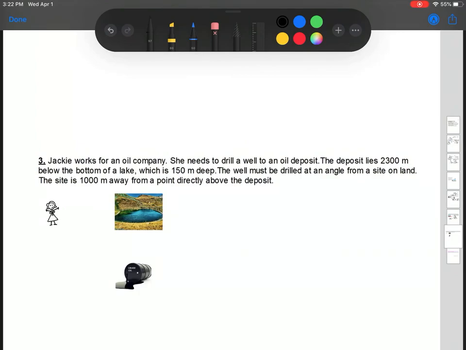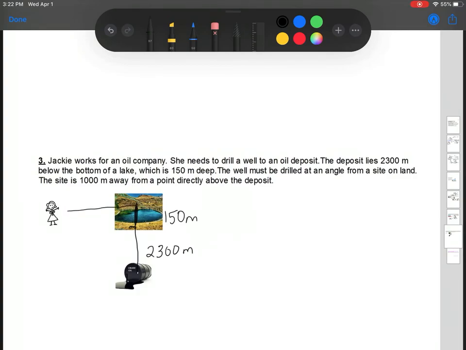So Jackie works for an oil company. She needs to drill a well to an oil deposit. So there's Jackie, the little person there. The deposit lies 2,300 meters below the bottom of the lake. And the lake is 150 meters deep. The well must be drilled at an angle from a site on the land. The site is 1,000 meters away from a point directly above the deposit.